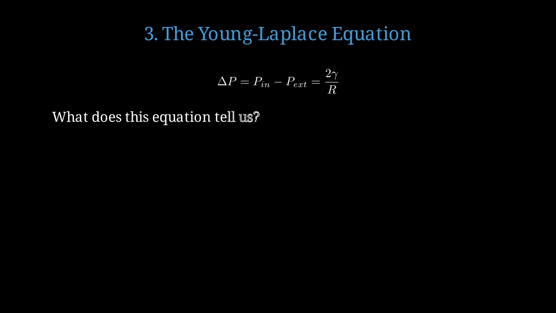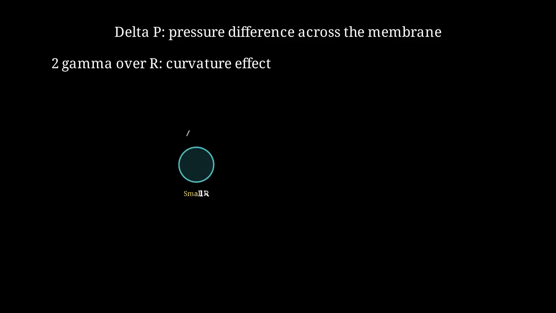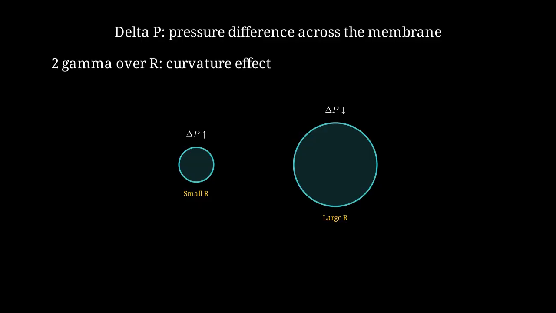But what does this equation actually mean? Let's break it down piece by piece. Delta P represents the pressure jump across the membrane, how much higher the internal pressure is compared to external. The term 2 gamma over r represents the effect of membrane curvature. Smaller radius means higher curvature and larger pressure difference. Here's the key insight. Smaller capsules have higher pressure differences because of their higher curvature. Larger capsules have lower pressure differences.